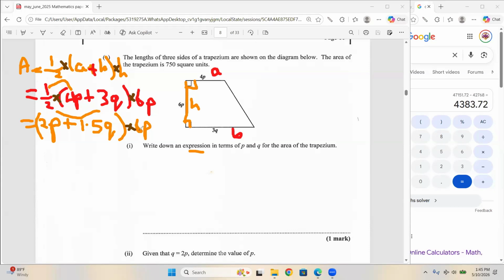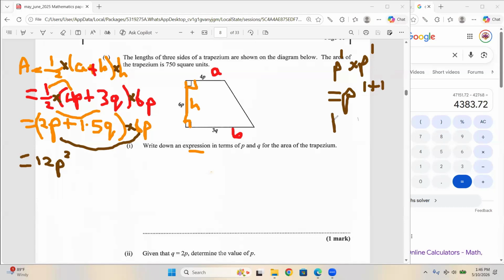So now I'm going to distribute the 6P to the 2P. So 6P multiplied by 2P, 6 twos are 12, P by P is P squared. If anybody doesn't understand that, let me know, but actually I'll explain it. P by P, both of them are actually to the power of 1. When you're multiplying the same letters, you add their powers. 1 add 1 is 2. Okay. And same, 6P by 1.5Q.